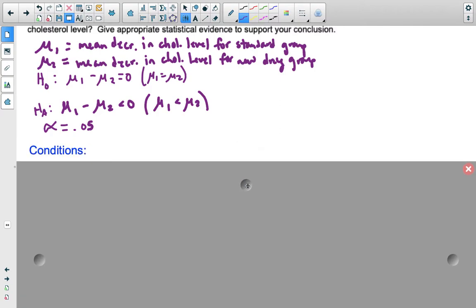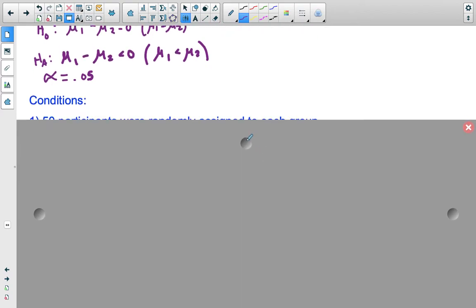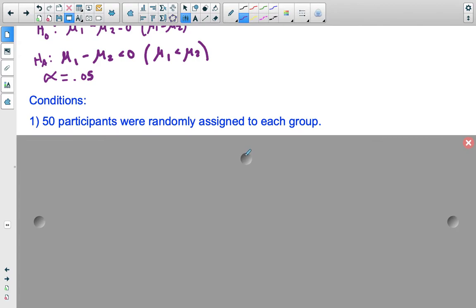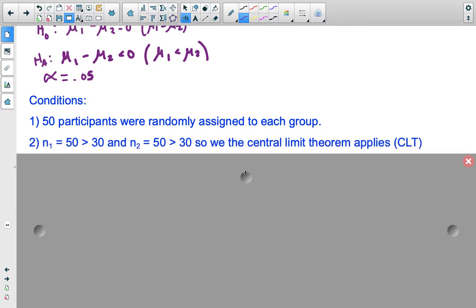We learned what those conditions were for the means. So what are they? The first part: do we have any randomness going on? Yes, we do. We don't have a random sample. The 100 people were available. It goes back to what we talked about earlier in the year: how could you force anyone into the study? You can't. So they were volunteers, but 50 participants were randomly assigned to each group. So you have random assignment to each group, and you must say that you did this for each group.